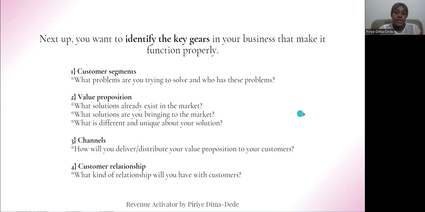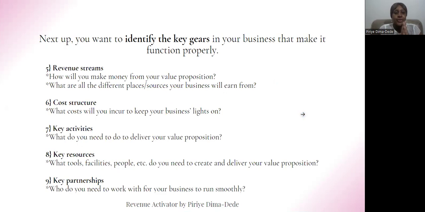have with your customers. The fifth part is your revenue streams, one of my favorite parts. How are you going to make money from your value proposition? So from that product or service that you're offering into the market, how are you going to make money from it? And then what are the different places or sources your business will earn from? So you don't need to have just one revenue stream. As much as possible, have as many as you can manage without spreading your capital or spreading your business resources too thin, all right?